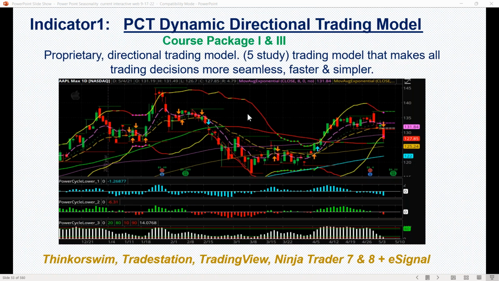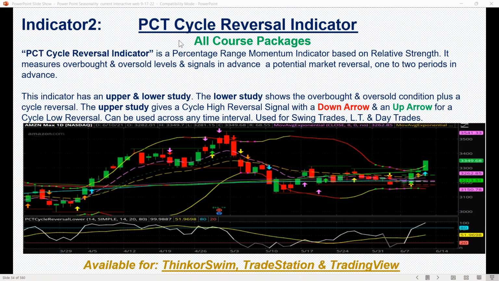So with the course, if you do course package 1 or 3 with the alert service, you're going to get all the indicators. You'll get my Power Cycle Trading dynamic trading model. This is based on a 5-study set model, which will give you volatility squeeze and momentum flows, and we'll go through this model in the course, how to use it. I've been using this model for a long time, and it's been very good for market direction. I've got it available for Thinkorswim, TradeStation, TradingView, NinjaTrader 7 and 8, and eSignal, and also for Wealth-Lab if you have that platform. So that's indicator 1.